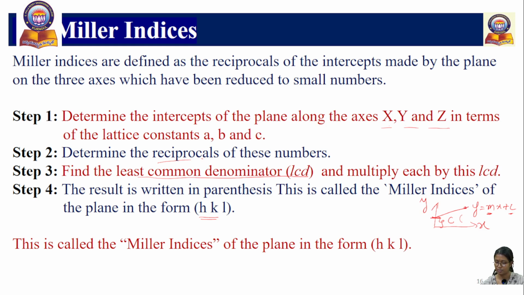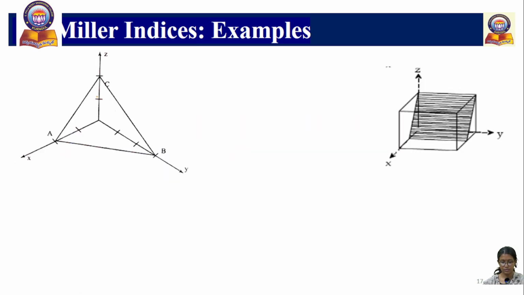If we have a point here, suppose (1, 0), then it represents a coordinate point of this point. So never use commas in Miller indices. Just three digits within the first bracket. Let us go on to find some Miller indices.